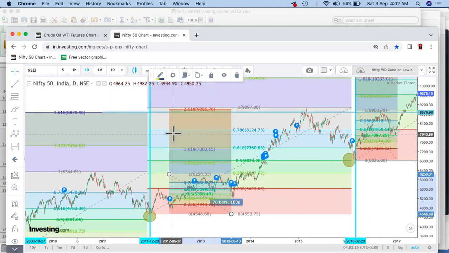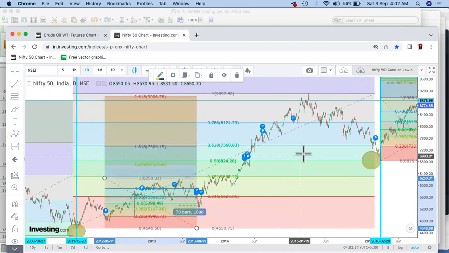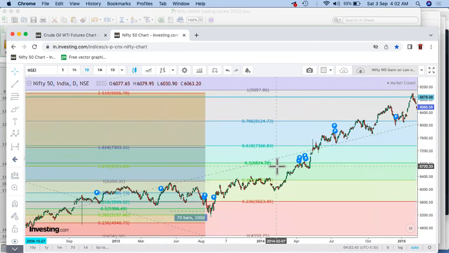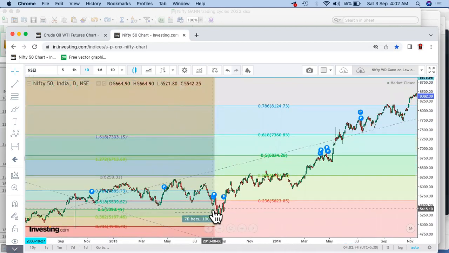So my target is coming to 9,006.78. My high over here has been 9,008. 9,006, 9,008, two points. Wow, bang on target, I guess. And here again, it has come down to almost zero point 0.5 level. So it has been matching even at daily levels.